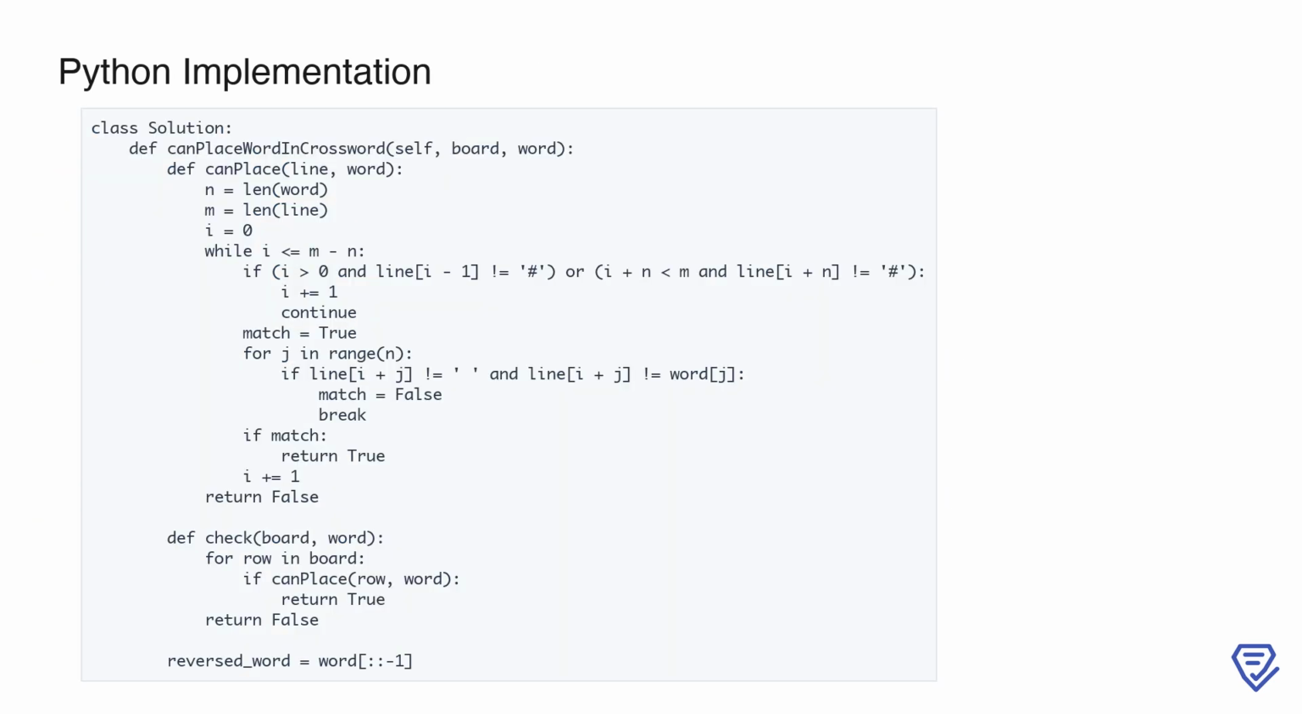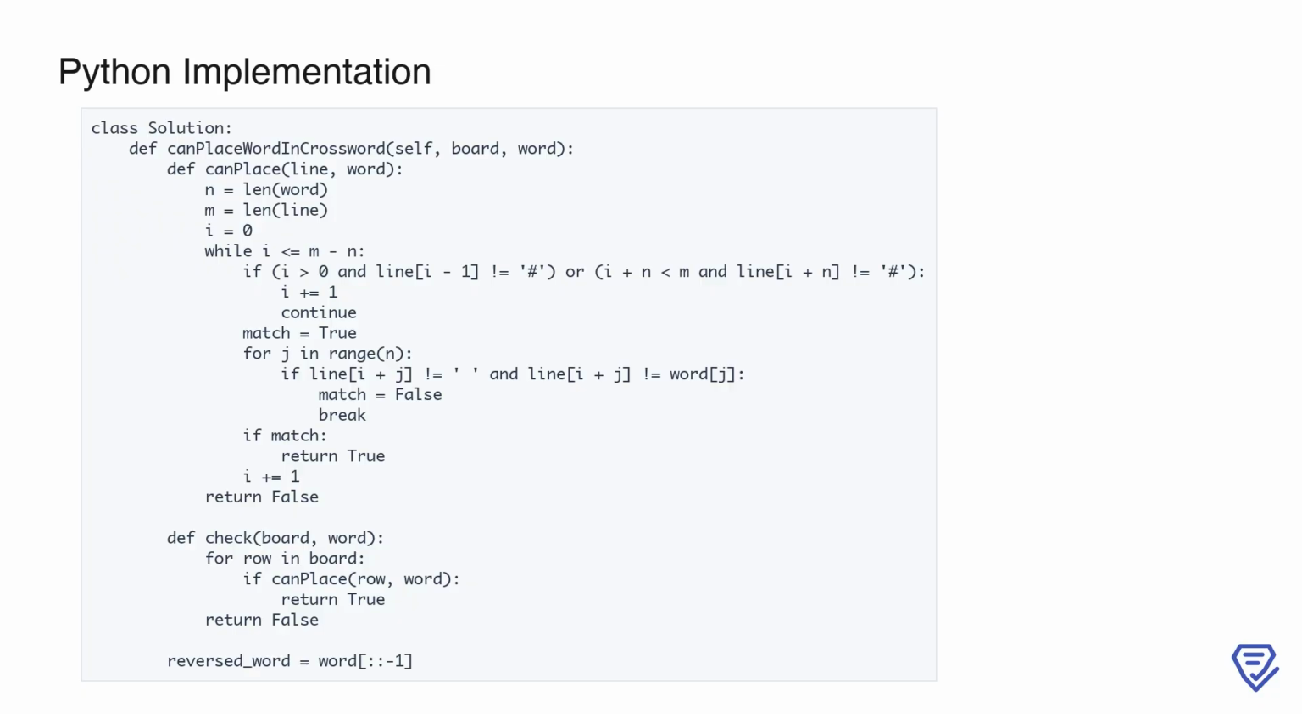Here, we start by defining a class called Solution and a function within it named canPlaceWordInCrossword. This function takes two inputs, board, which represents the crossword grid, and word, the string we are trying to fit into the grid. Inside this function, we define another helper function called canPlace, which checks if a given word can fit into a specific line of the crossword.